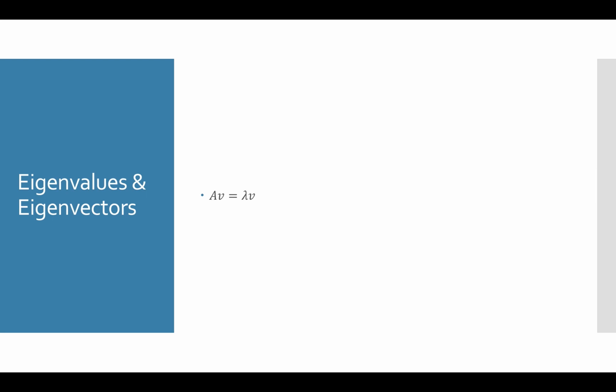We're going to go through a quick review of eigenvalues and eigenvectors because PCA builds on this, and so we'll need to have an understanding of it. You may remember from linear algebra that we can have a formula like so: AV equals lambda V, where A is a matrix, lambda is an eigenvalue, and V is an eigenvector.